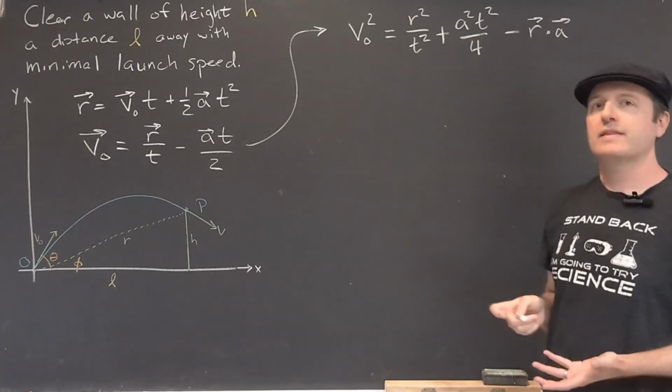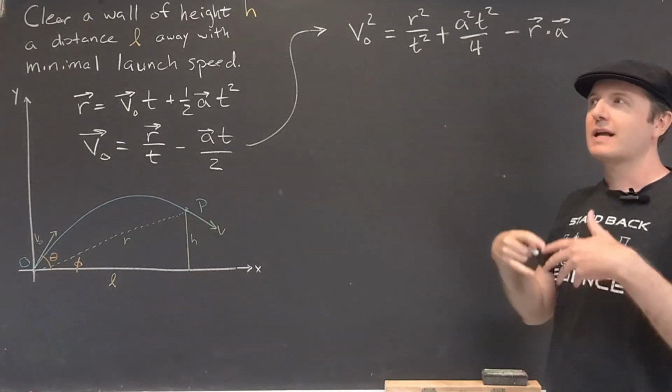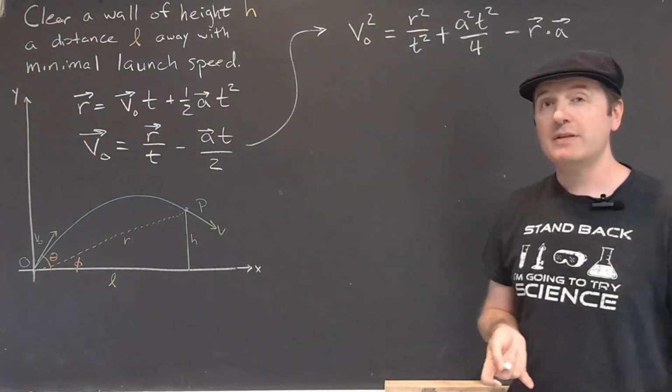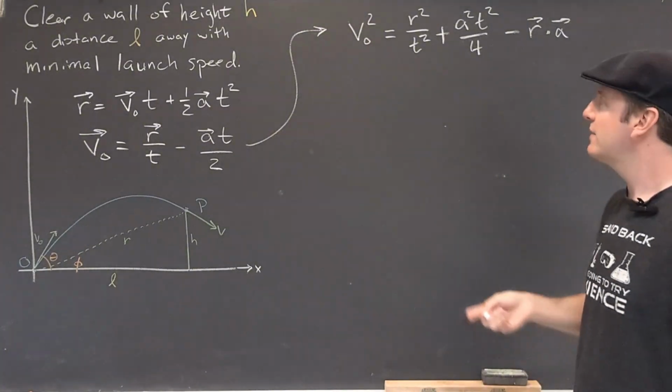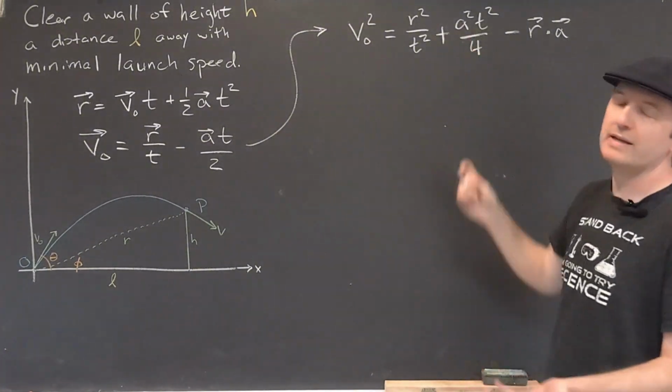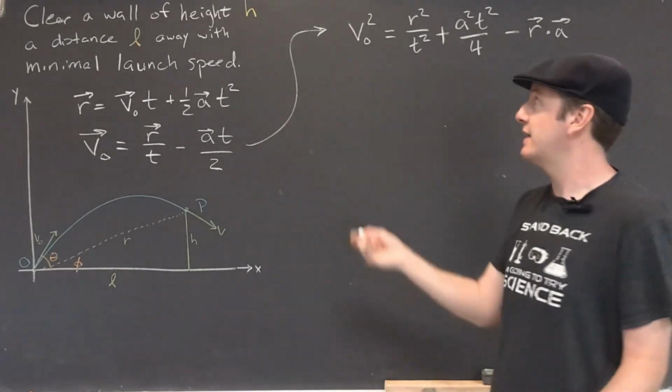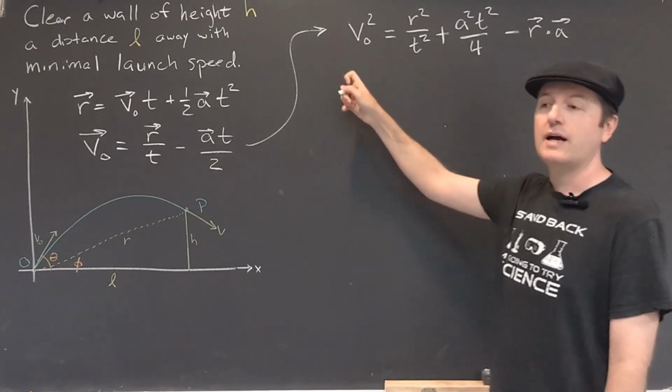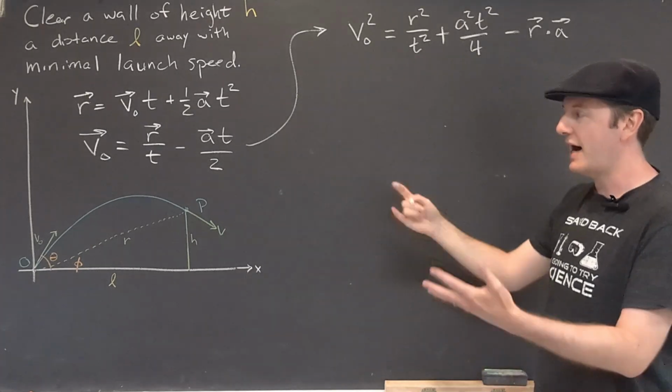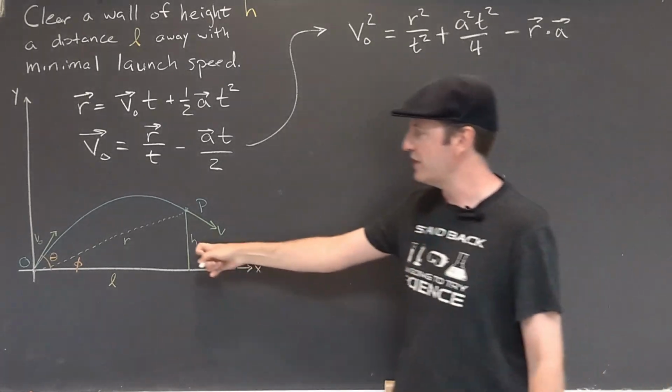Now, one thing that you can see immediately, that is always what tips me off that maybe the AM-GM inequality might be useful here, is that I have two terms that both depend on t, something I'm not really interested in. I'm trying to minimize V naught, and I don't really care about the time it takes. I've got some fixed geometric parameters.